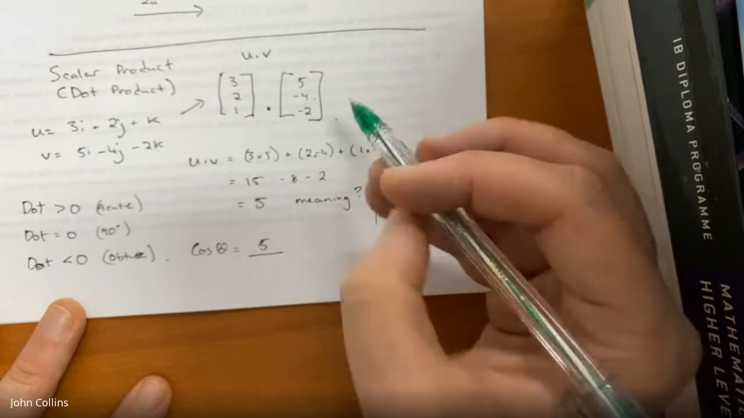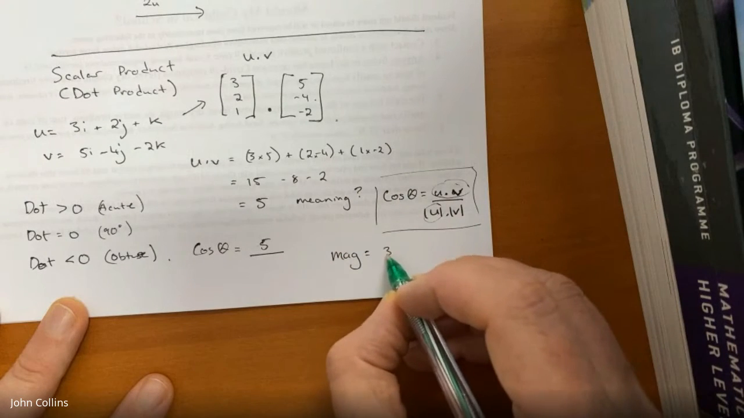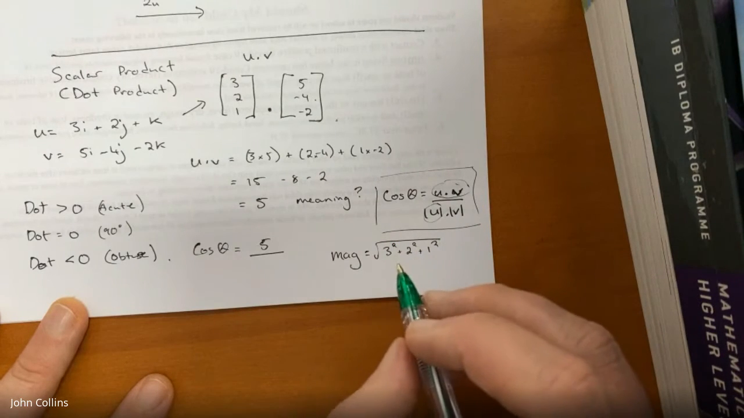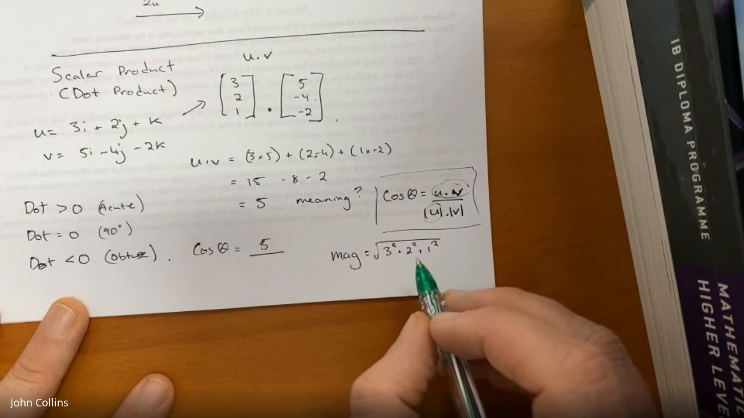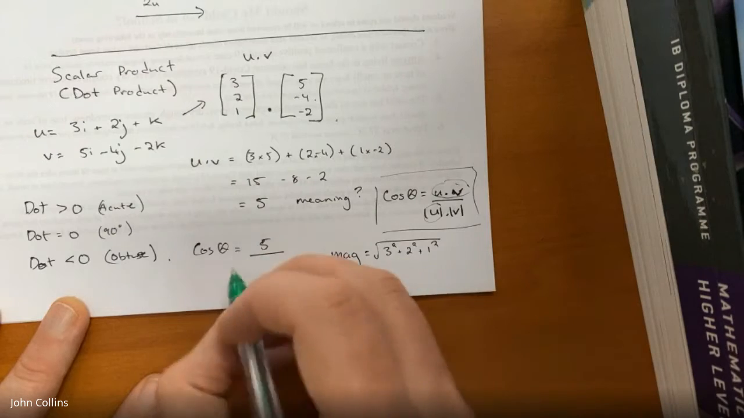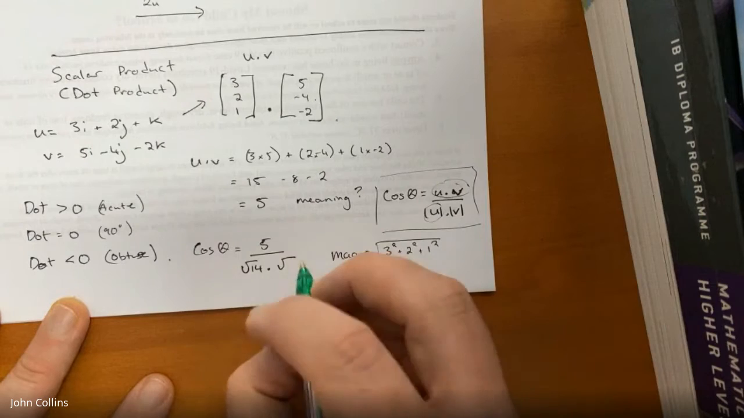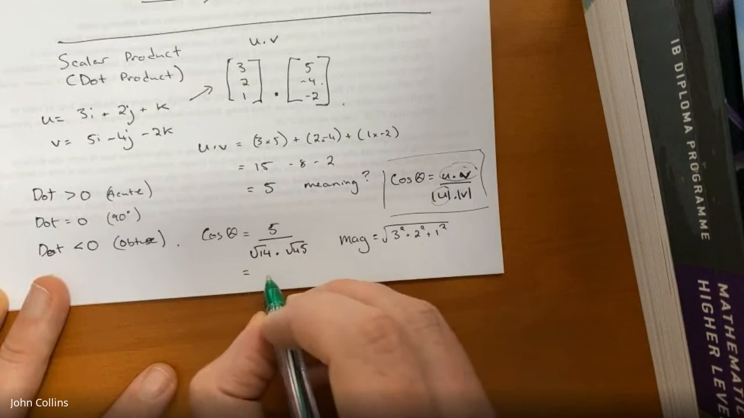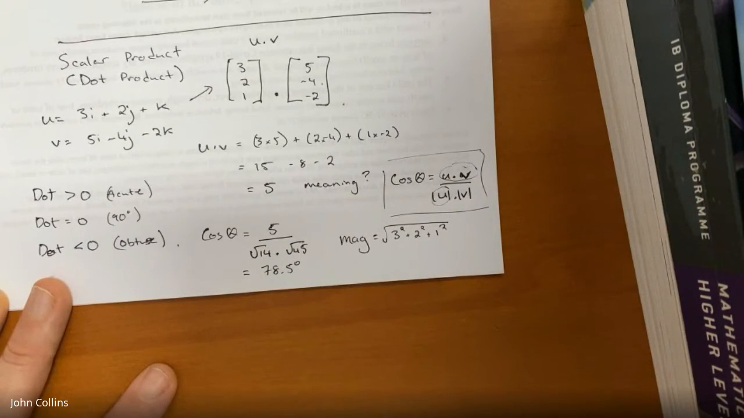Square rooted. So the magnitude, if we're taking notes, the magnitude of u would be 3 squared plus 2 squared plus 1 squared, square rooted. It's like Pythagoras' theorem a little bit. So in this case, I've worked it out already, that's square root 14. So that's the magnitude of u, and the magnitude of v then is square root 45. And if you use your calculator, you can get theta then to be 78.5 degrees, and we use degrees in vectors.